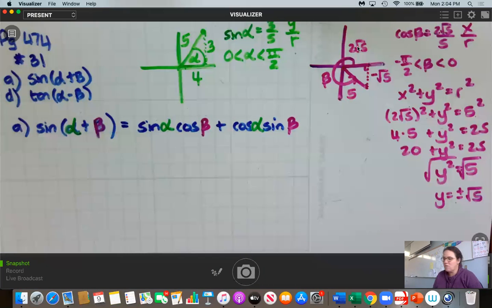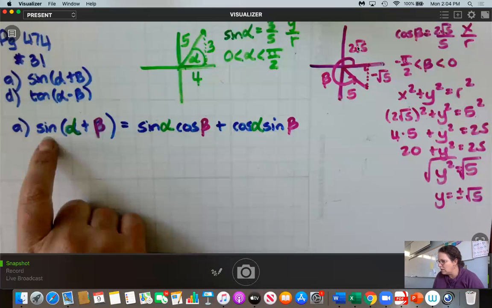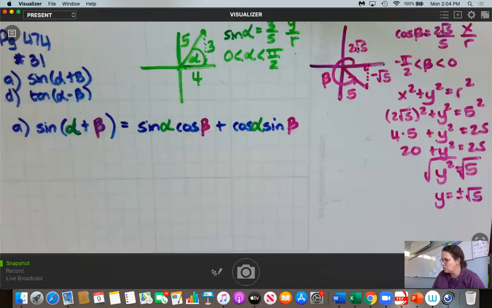Now that I have those different measurements, I'm going to be able to use them in my equation. So the question was asking us to figure out what sine of alpha plus beta would be. So if I added those two angles together, what would the sine of that new angle be? And so I'm going to use my identities formula sheet.